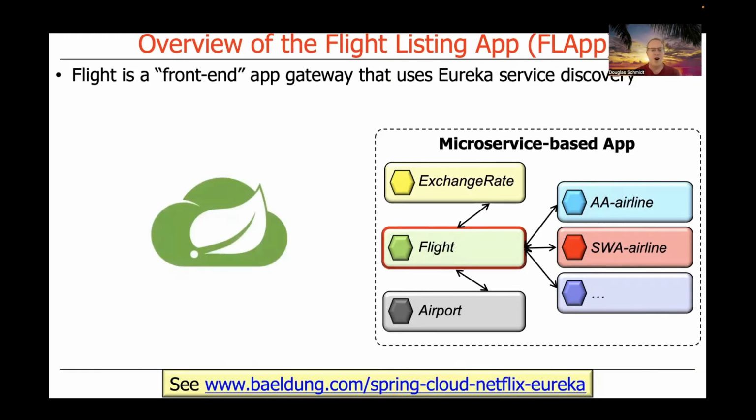So in the FLApp architecture, we have a particular component called Flight, which is a so-called front-end app gateway that uses the Eureka service discovery mechanisms to good effect. And you can basically think of this as the front end, if you will, to a bunch of back-end microservices that actually implement the FLApp listing capabilities.